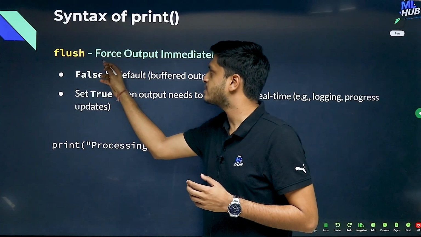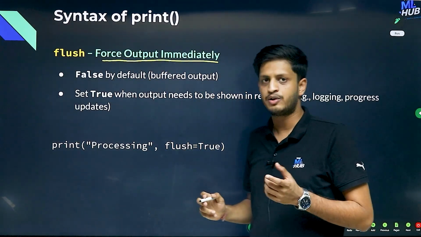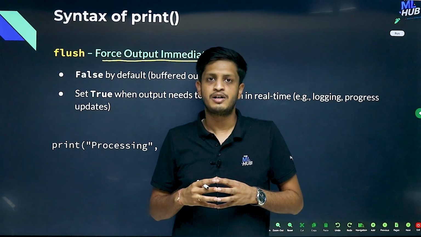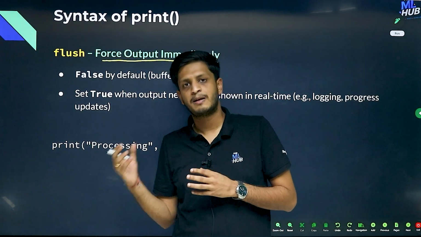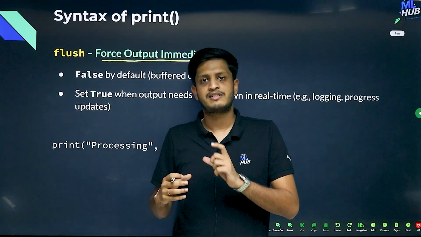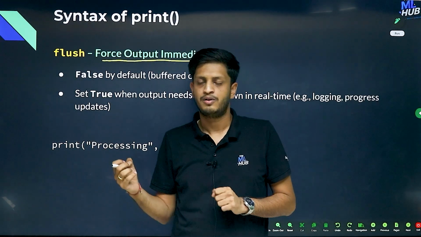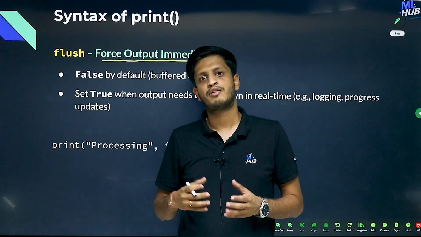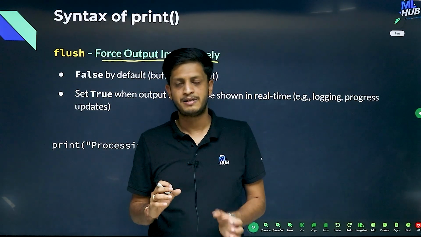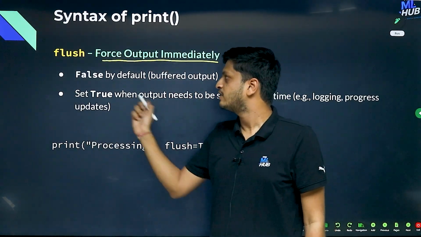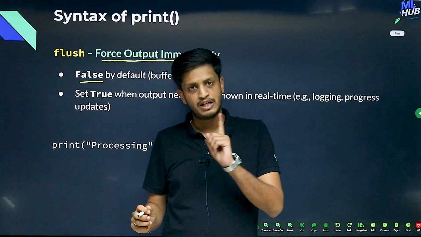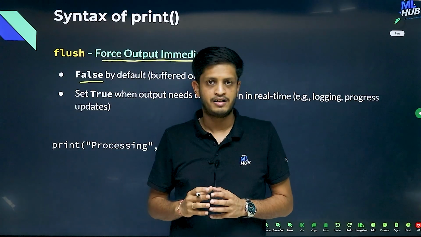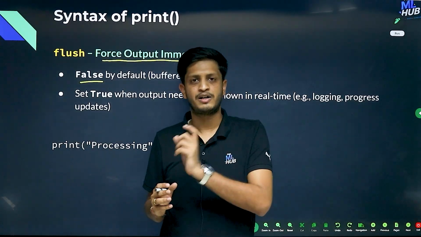Okay, and next is flush. Flush is used to force the output immediately. As I told you, by default, the print statement does not print the output immediately. It stores it in a buffer, and then once the buffer is full, it flushes the output. If you have a large amount of print statements and you're flushing it in a file, then this happens. By default, flush is set to false, which means it will use the buffer. But if you want to flush the output immediately, you cannot wait, then you can set the flush parameter to true.